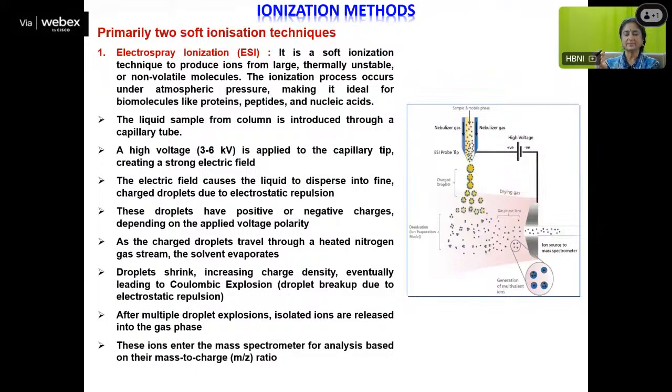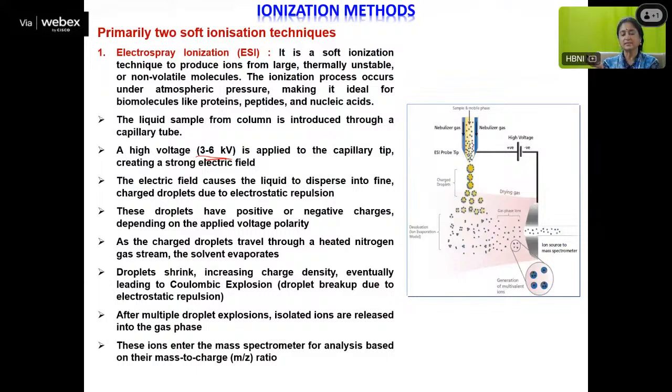Now the liquid sample from the column is introduced through a capillary tube. A high voltage of 3 to 6 kilovolts is applied to the capillary tube, creating a strong electric field. The electric field causes the liquid to disperse into fine charged droplets due to electrostatic repulsion. These droplets have positive or negative charges depending on the applied voltage polarity.